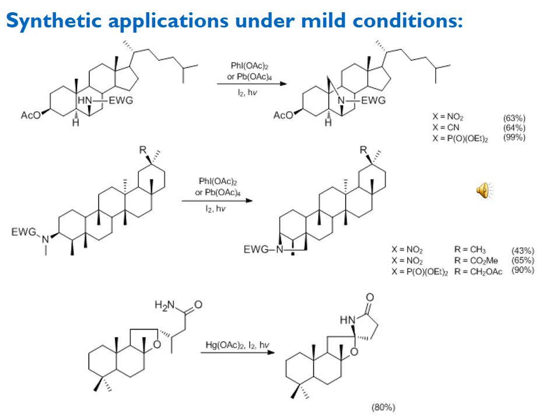Similarly, in the second case, if X is nitro and R is CH3, then we get 43%. If X is nitro and R is an ester moiety, then 65%, and if X is phosphonate and R is also an ester moiety, then we get 90% yield. In the last reaction an amide has been used, and we get the cyclized product through nitrogen, and we get it with 80% yield.